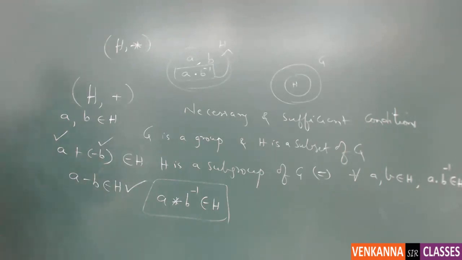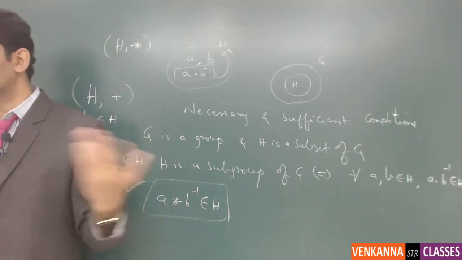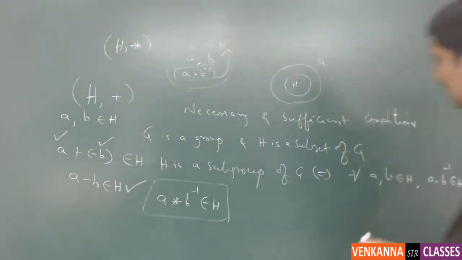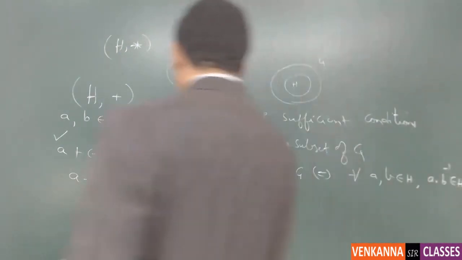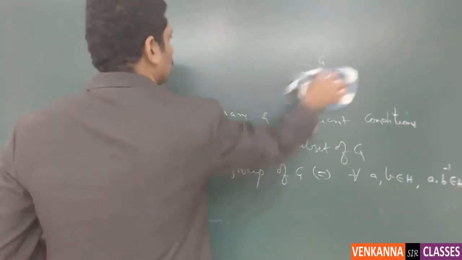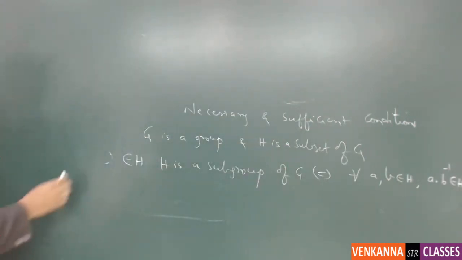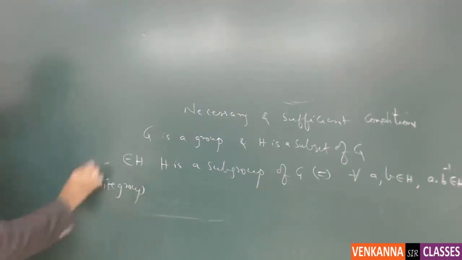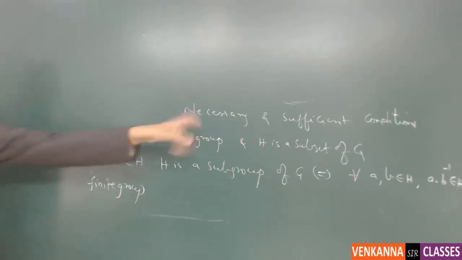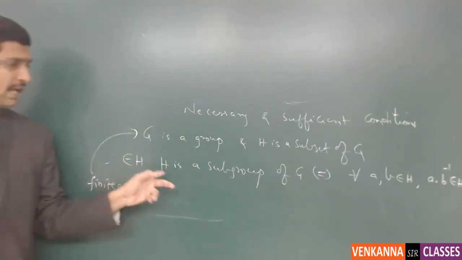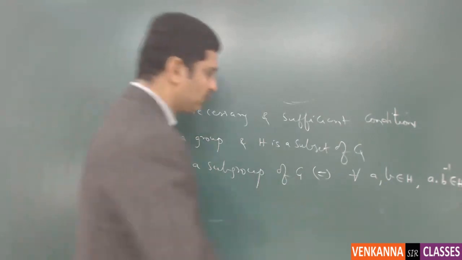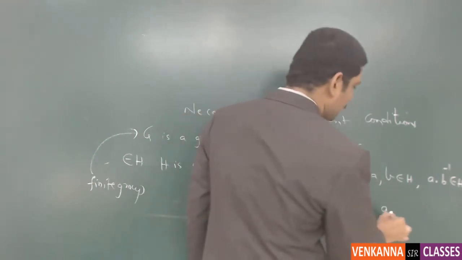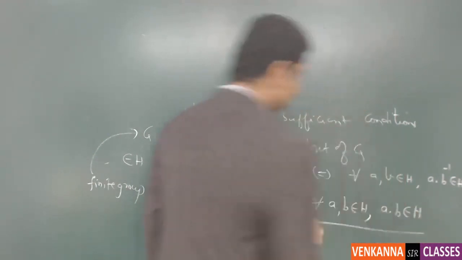So this condition we will use for finite case as well as infinite case. The set may be finite or infinite. Whatever the case may be, we use that condition. Another necessary and sufficient condition is, if you talk of finite group, say G is a finite group, H is subset of G, then H is subgroup of G if and only if for all A, B belongs to H, A dot B belongs to H.